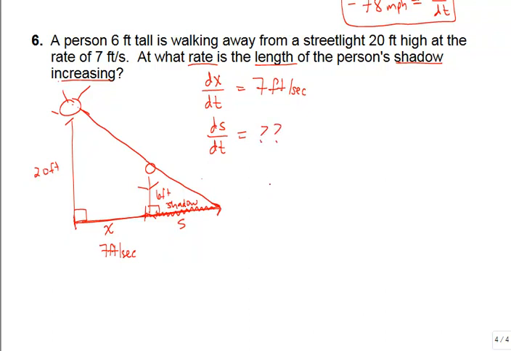Okay? We have the 6 feet already in there. We have our 20 feet already in there. We've labeled our 7 feet per second. So we've got everything labeled appropriately. What we need now is some kind of relationship, an equation that's going to relate our x to our s. And the equation we're going to use is going to come from a proportion relating our two triangles here. We have this small blue triangle in relation to our large red triangle.